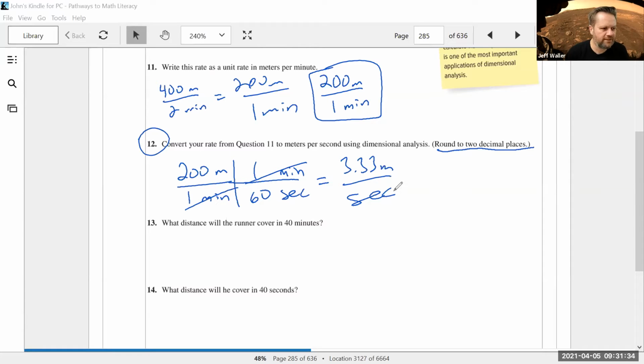It's always interesting to take your speed and convert it to per second. You feel like you're just flying.